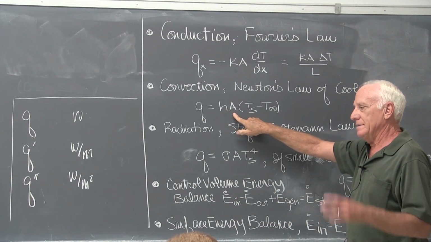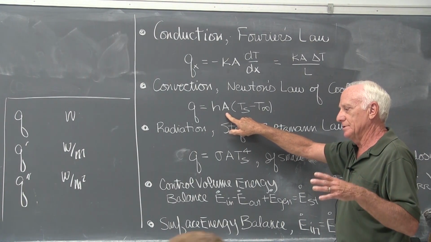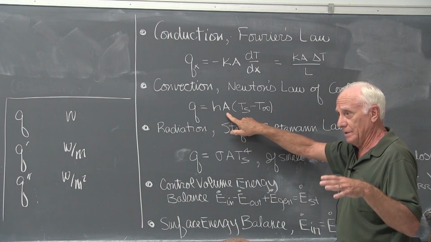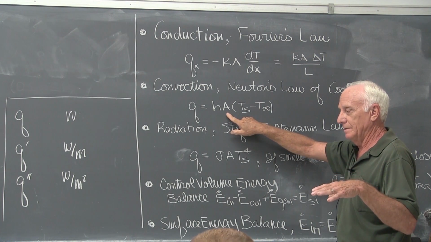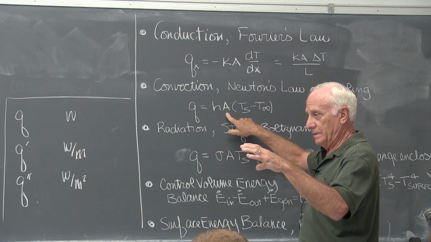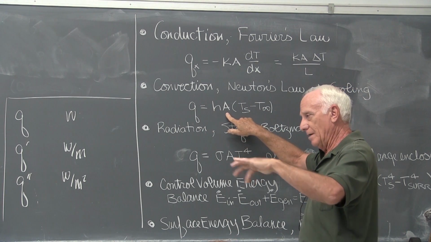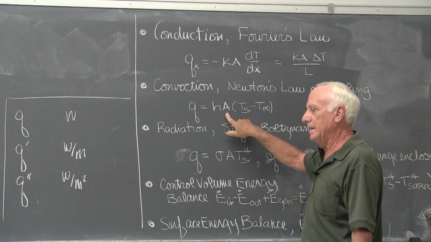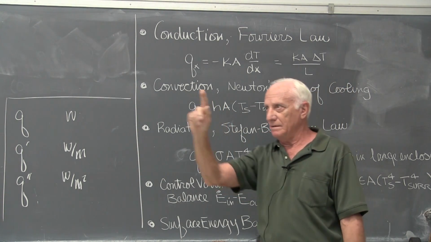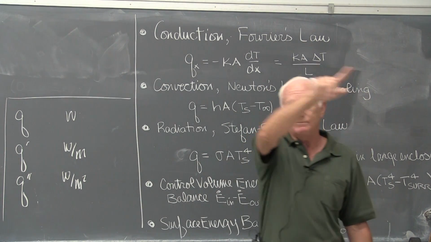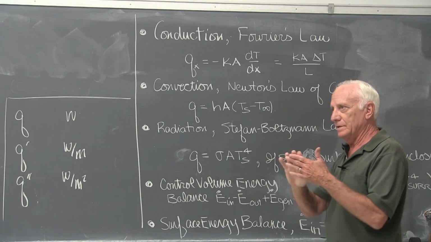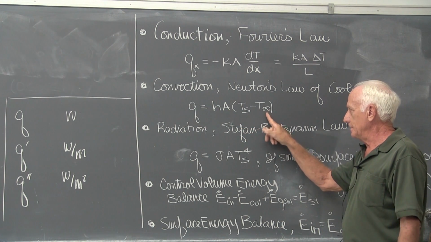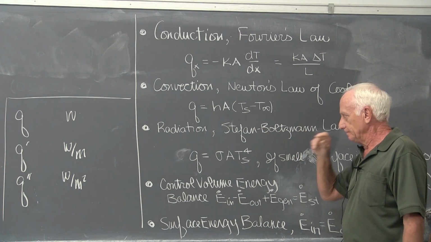A is the area that the fluid touches the surface. If it's a sphere, the area of a sphere with air around it, pi d squared. If it's a pipe, pi d L. If it's a wall, like the back wall, the height of the wall times the length of the wall, where the fluid touches the surface. That's the area. Ts is the surface temperature, T infinity is the free stream temperature.